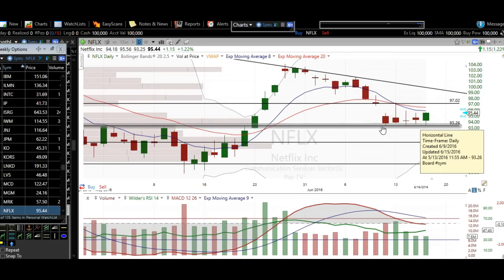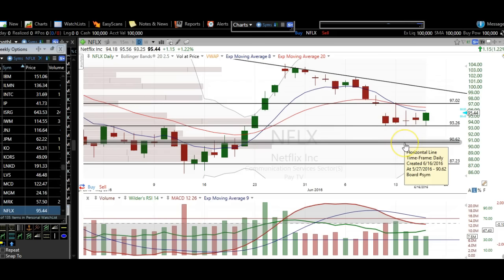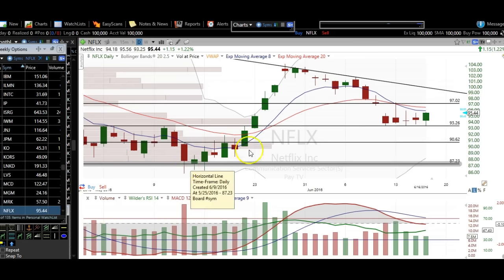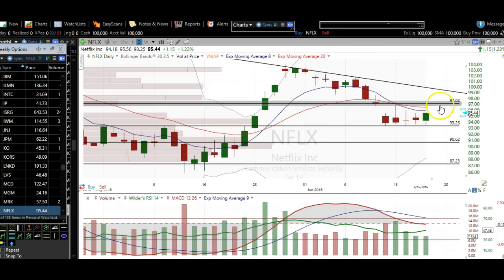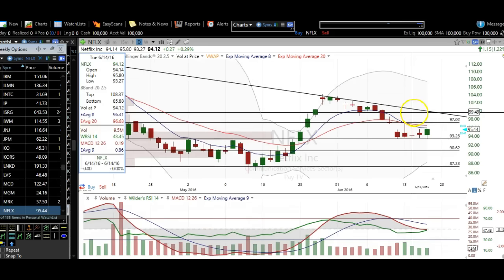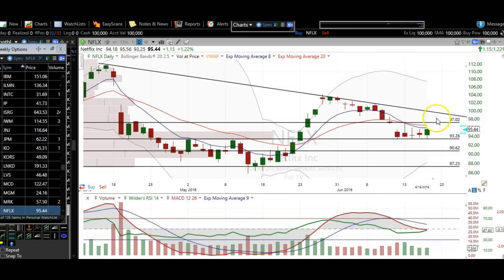So when that level eventually breaks, and it will break, we're going to be heading to 90.60 as the next support. Next support below that is 87.23. Moving forward, on the resistance end, we've got resistance at 97, and then even bigger resistance just above that, right around 99 or so. We've got this downtrend line, and if we end up making our way up there, that'll be a good short entry, as we've got a downtrend line holding us down right there.